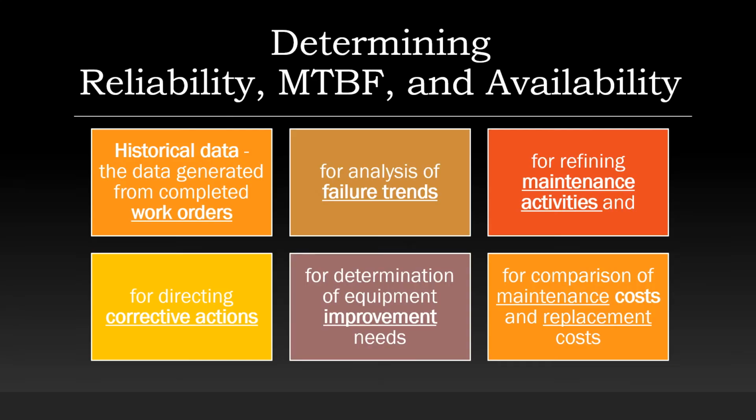That's just establishing the equipment history. Then we determine the reliability, mean time before failure, and availability. In order for us to do this, first we need historical data, the data generated from completed work orders. We use it for analysis of failure trends, for refining maintenance activities, for directing corrective actions, for determining our equipment improvement needs, and for comparison of maintenance costs and replacement costs.